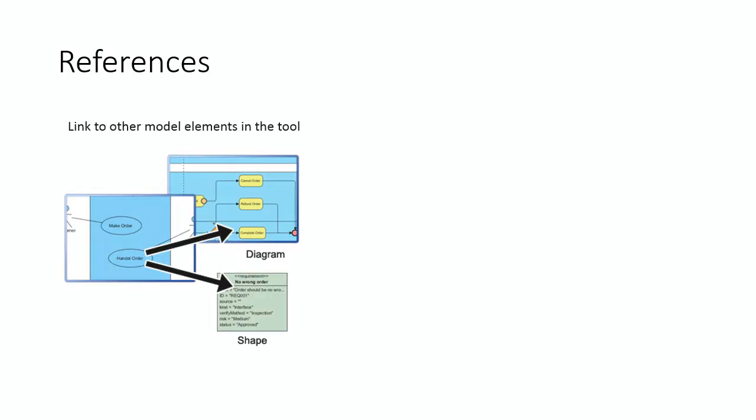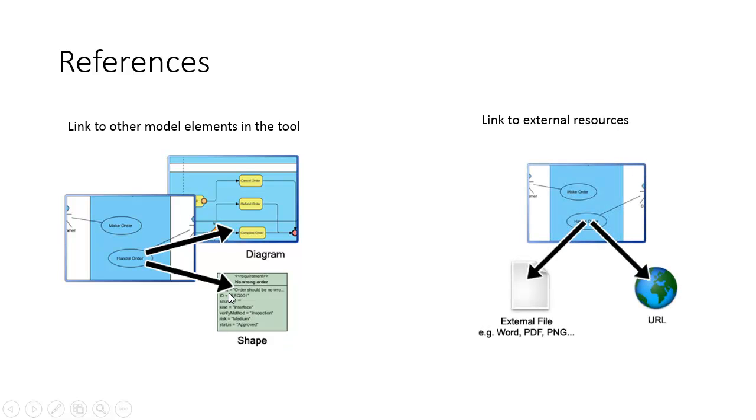Let's move on to talk about the references. There are 2 types of references in Agilian. The first one is the internal reference. It's used to link to other model elements within Agilian. For example, you can link the use case to the task, or you can link the use case to the shapes, to the requirement shapes. And the second type of reference is linking to external resources. You can link the use case to external files, or you can link to a specific website or domain.